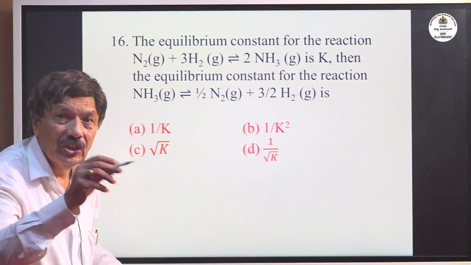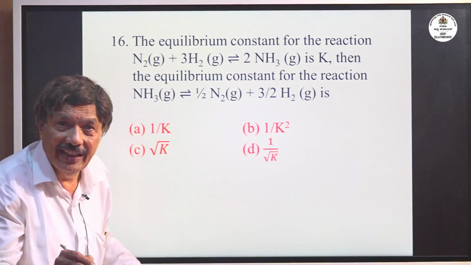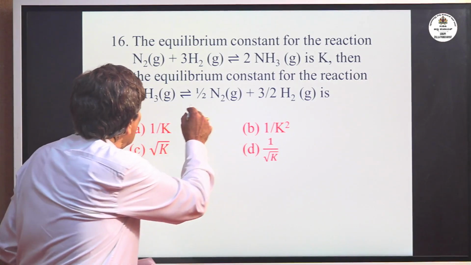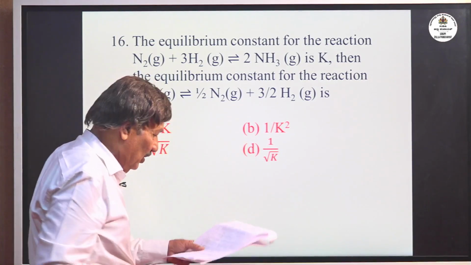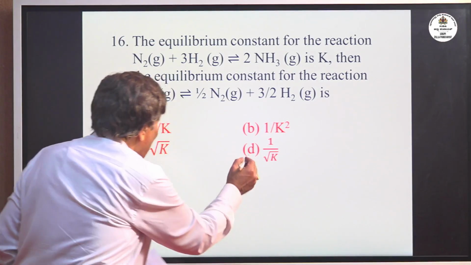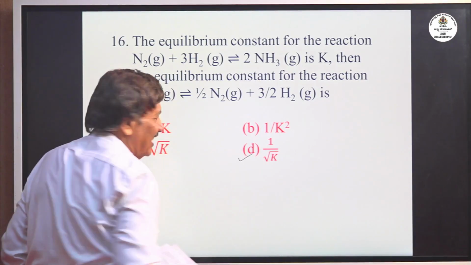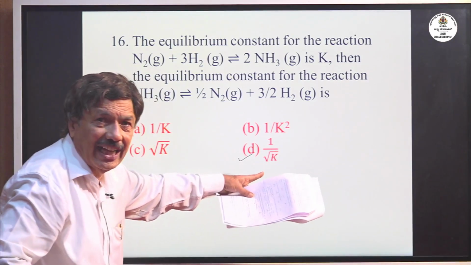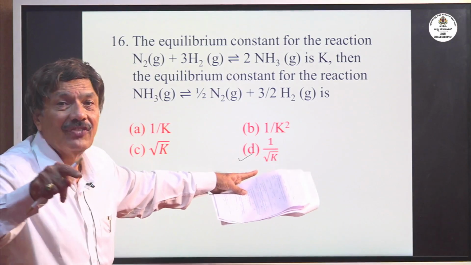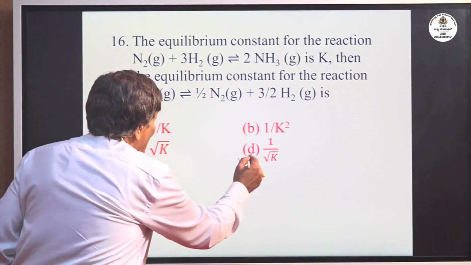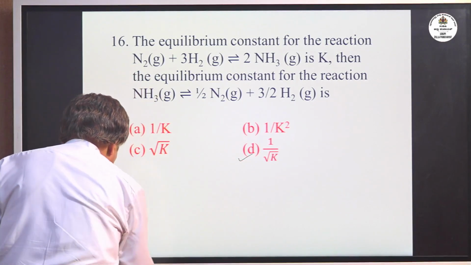Reversed means the new equilibrium constant, the initial equilibrium constant, should come in the denominator. Then they have made the quantities half, so you have to find the square root. Option D is the right one. It's very simple. Reverse, so it comes in the denominator. They have made the quantities half, so you have to take the square root of that. Very simple. Option D is the right answer here.